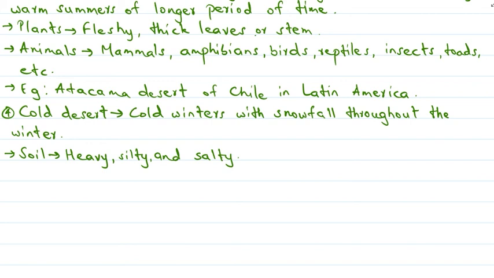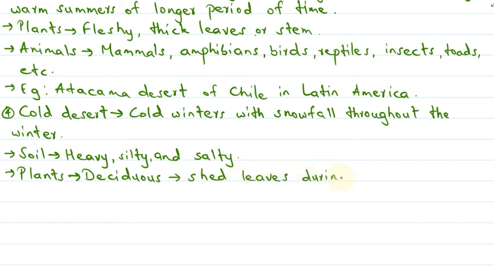So plants are widely scattered here. The main plants are deciduous, which shed leaves during winter. As we have studied this already, they shed leaves during winter. So deciduous trees can be found here. Okay, these are the most commonly occurring plants.